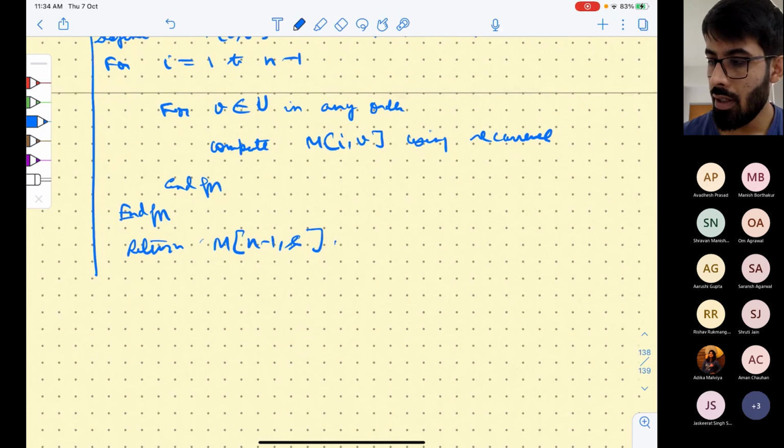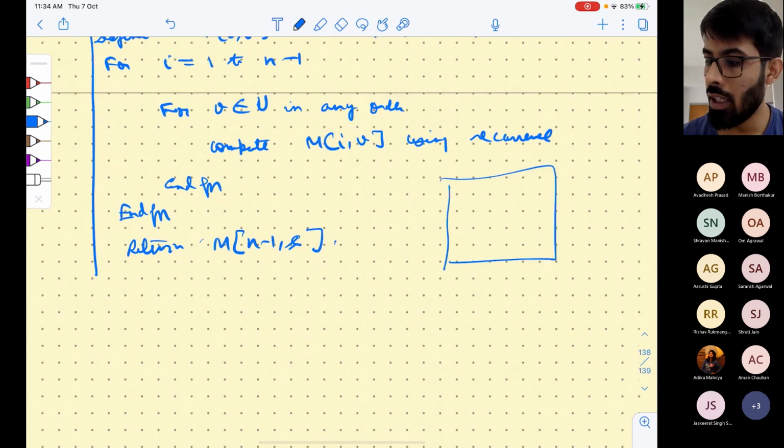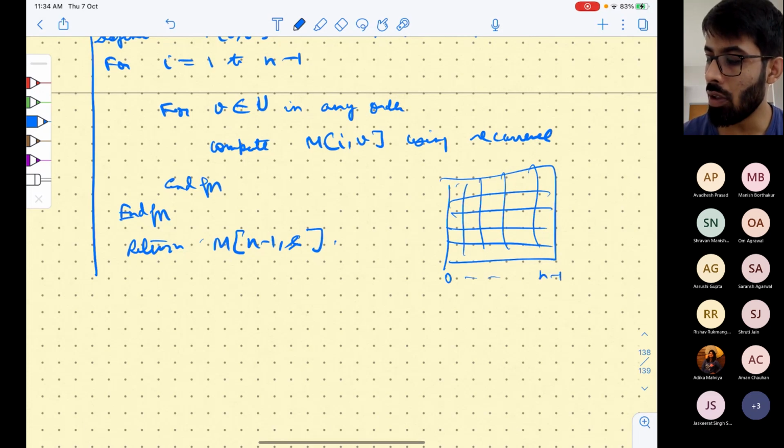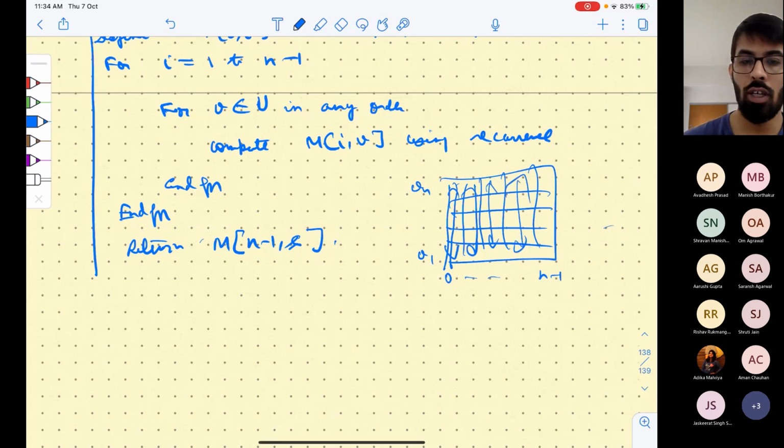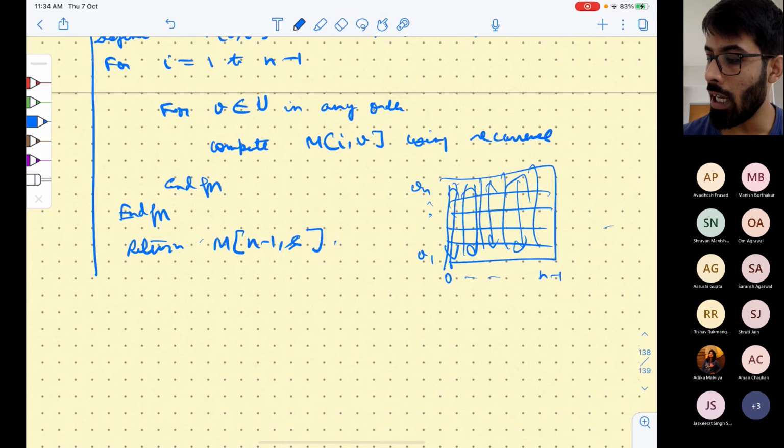Again, it's a two-dimensional array. On one side you have path length 0 to n minus 1. On the other side you have v1 to vn. First you fill up this column, then this column, then this column, and so on. And finally, wherever your s is, at n minus 1, this is going to be your final answer.